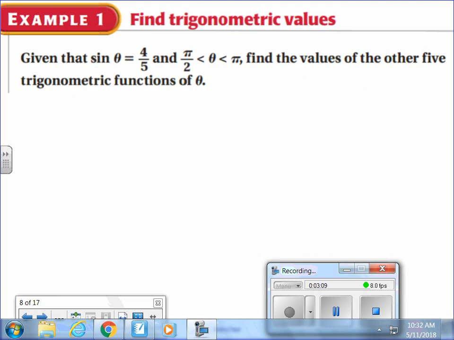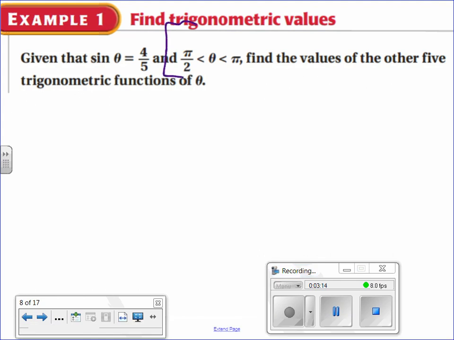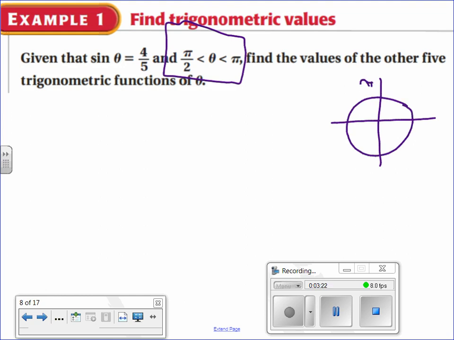Now, before I get too far, I am going to explain what this means. This is their way of telling us what quadrant our answer will live in. So let's think about what quadrant our answer would live in. If pi over 2 is here and pi is here, and we want to be between those two values, what quadrant will our answer live in? Quadrant 2. Very good.